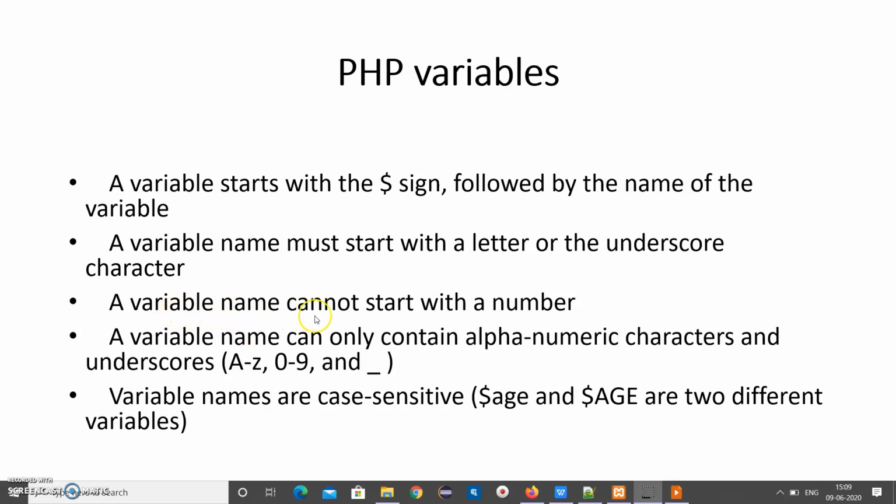Next point, a variable cannot start with a number. Say a variable name like $10 or $9 is not a correct methodology. A variable name can only contain alphanumeric characters and underscores. That is A to Z is okay. For example, $lata9 is a valid variable declaration, but lata@ is not accepted because of the special character. Only A to Z, 0 to 9, or underscore is valid.